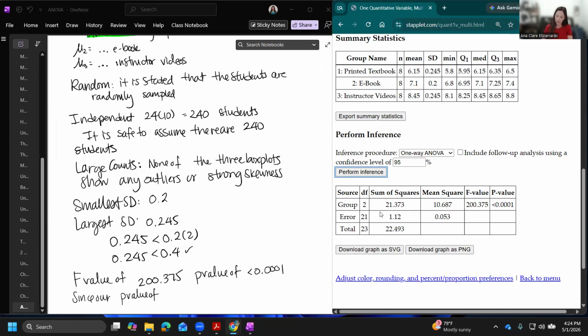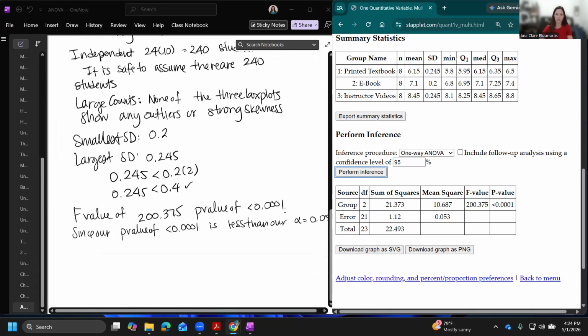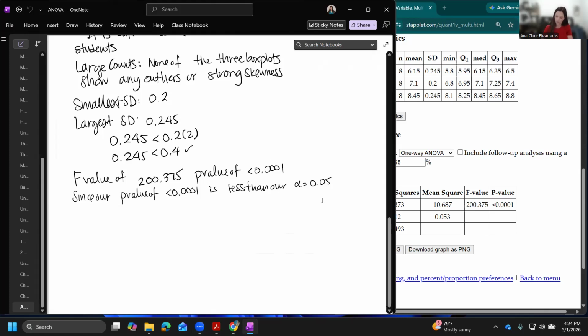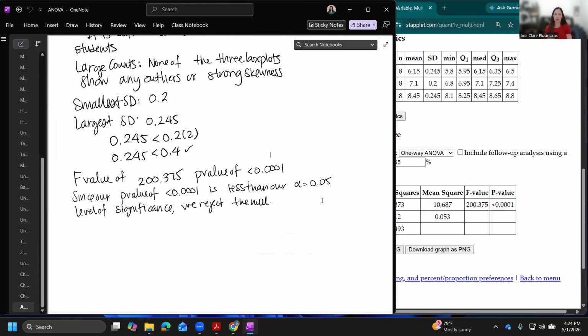So what we can then say is, since our p-value of less than 0.0001 is less than our alpha equals 0.05 level of significance, what do we do? We reject the null. So that means that there is sufficient evidence to support the claim that at least one mean is different.